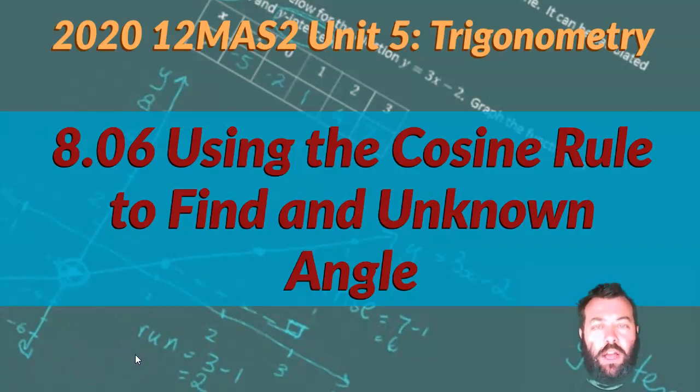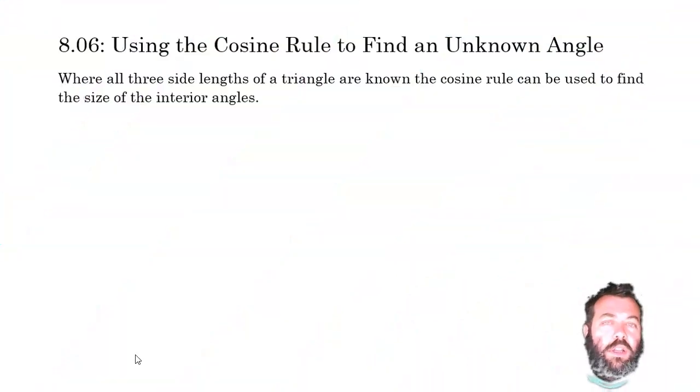Now, just a quick reminder of our last exercise. When we used the cosine rule to find the length of a side, the information that we began with were two sides of a triangle and the included angle. That's the angle between those two sides, right? And using that information, two sides and the angle in between them, we found the length of the side opposite that angle. Now today, we're going to take all three sides of a triangle to calculate an angle.